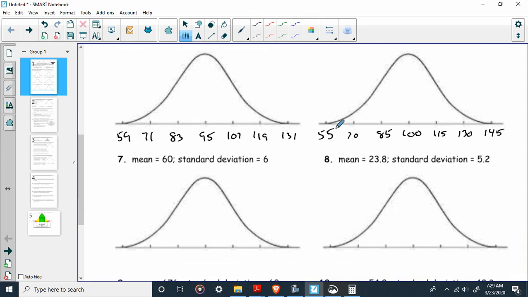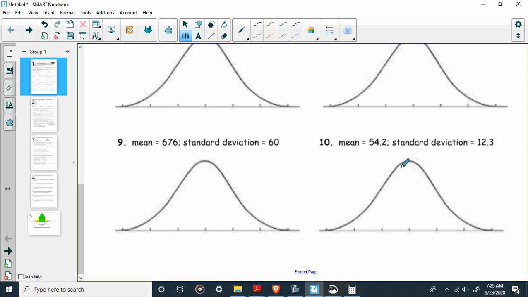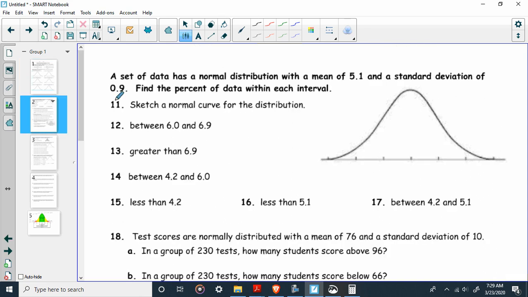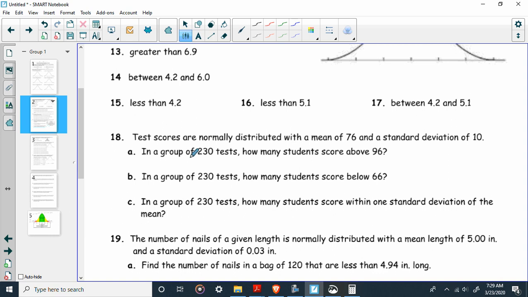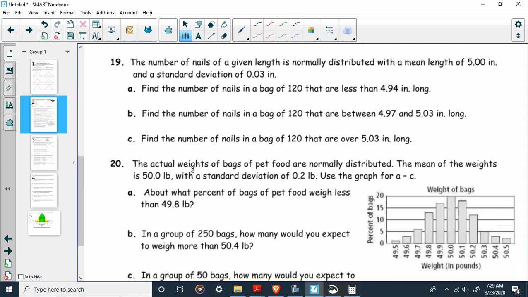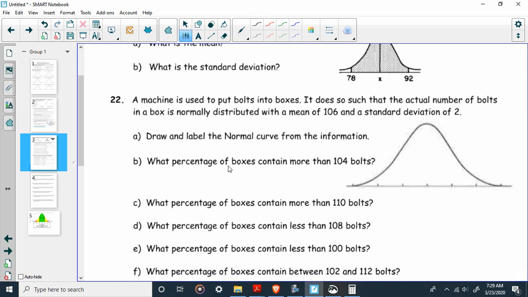Okay, so you guys should be able to do the next few. Just go ahead and fill in the numbers. You can use a calculator if you want. I know everybody hates decimals. Use a calculator, it's fine. And then over the next few days we'll take a look at how we're going to apply that. If you had 230 tests, how many people scored above or below a certain grade? Or the number of nails of a given length in a bag. We'll go over how we're going to apply these things.